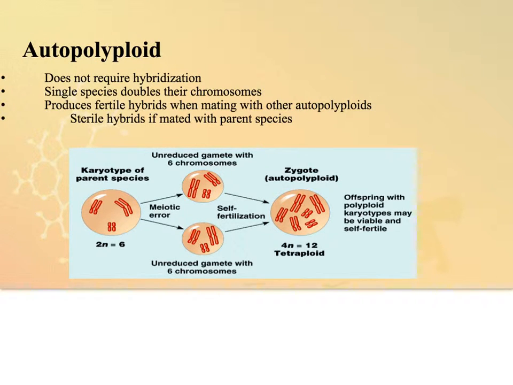Autopolyploids, unlike allopolyploids, do not require hybridization. Autopolyploids arise from a single species that doubles its own chromosomes. This produces fertile hybrids when mating with other autopolyploids, and sterile hybrids if mated with the parent species.